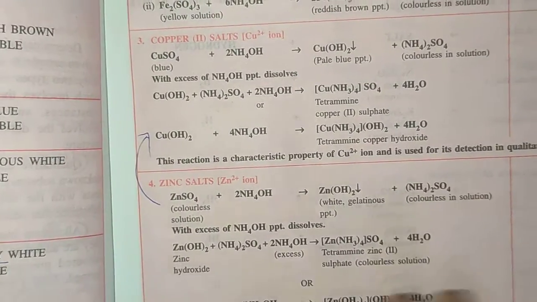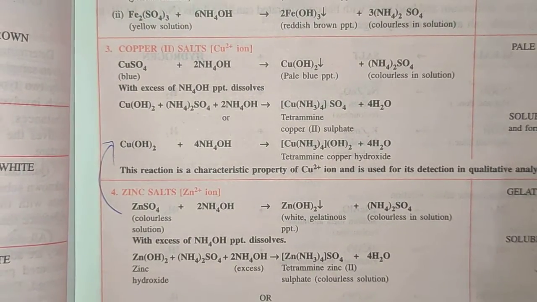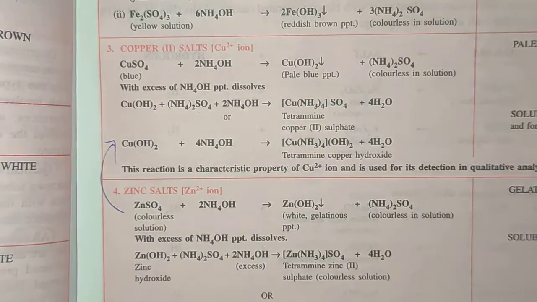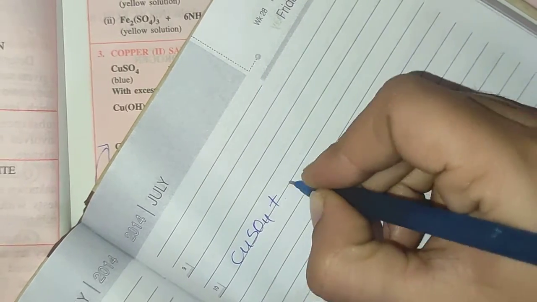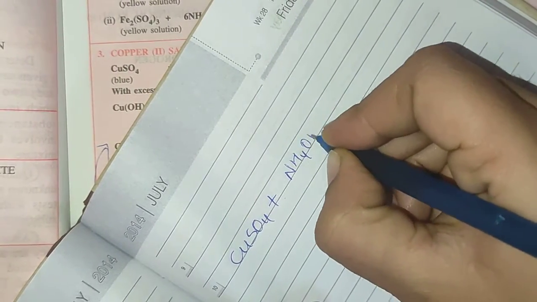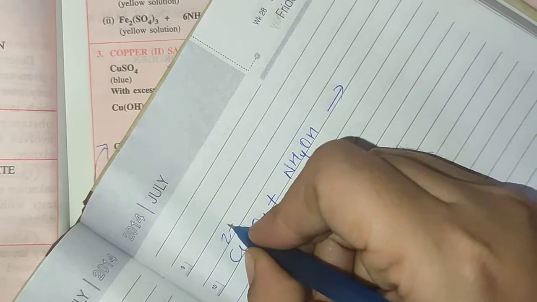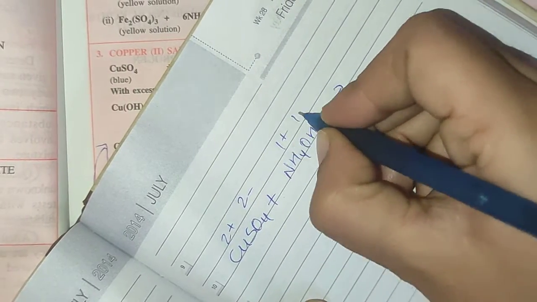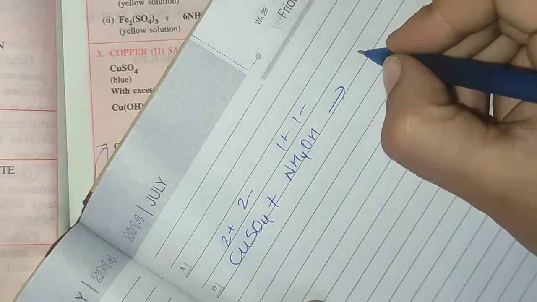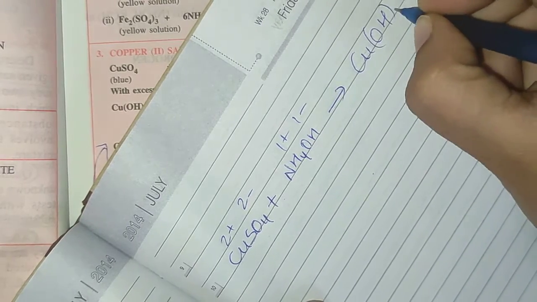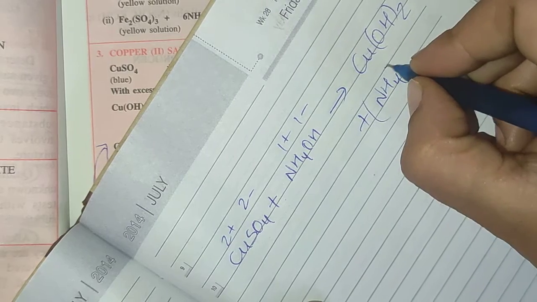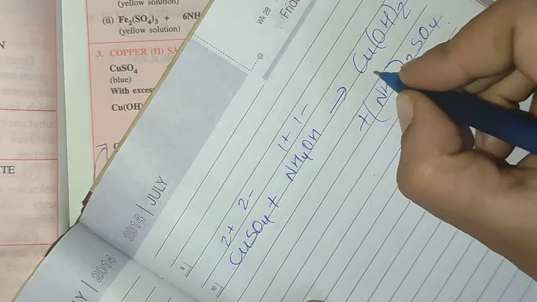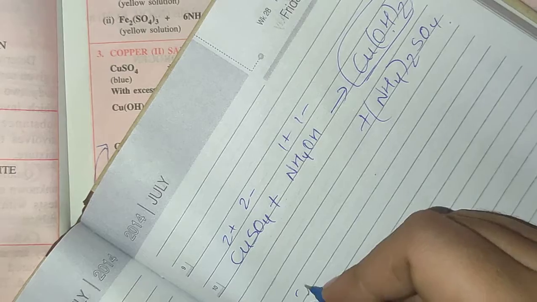Now we are dealing with ammonium hydroxide as an alkali. I'll write it here. I am taking copper sulfate and combining NH4OH with it. So this is 2 plus, 2 minus, 1 plus, 1 minus. Interchange the plus minus. What you will get is Cu(OH)2 plus ammonium sulfate, (NH4)2SO4.